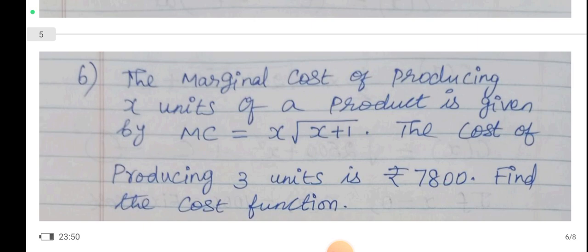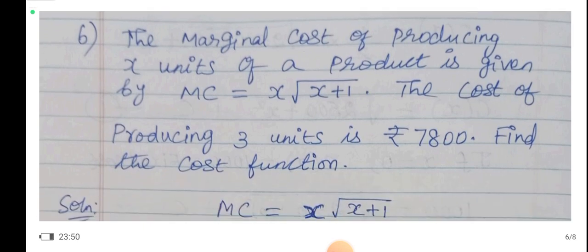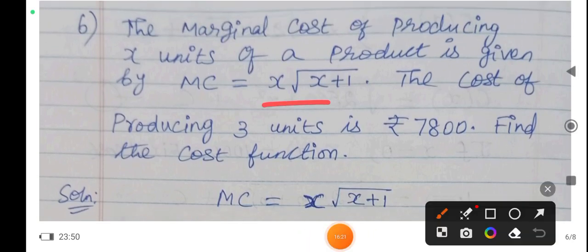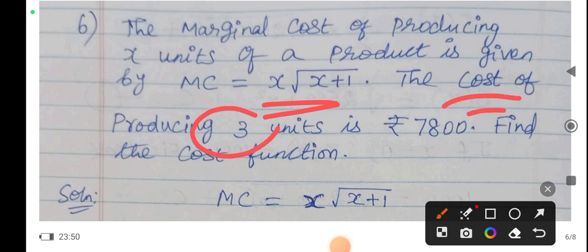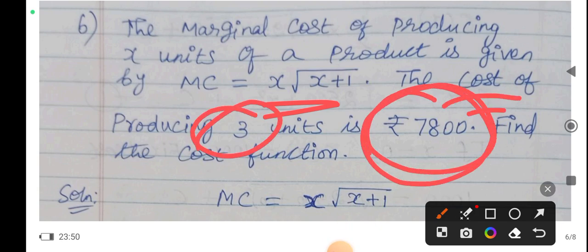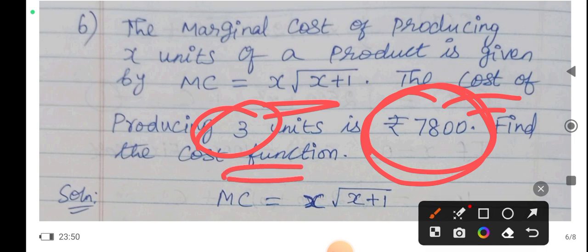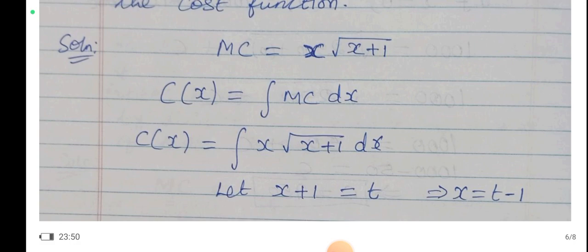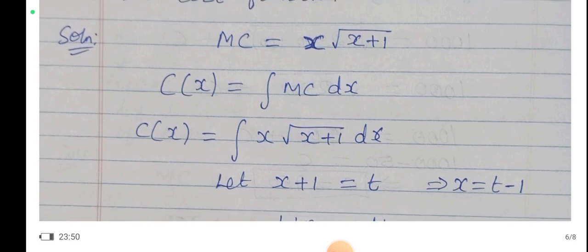Then go for the sixth question. The marginal cost of producing x units of a product MC is x root over x plus 1. So once x root over x plus 1 is given, the cost of producing 3 units is rupees 7800. Find the cost function. Question clear? Check. So MC equals x into root over x plus 1.